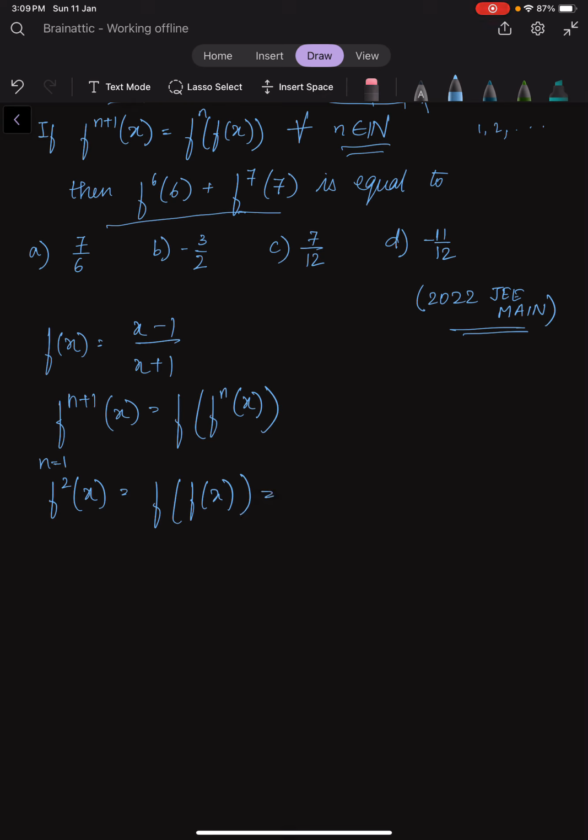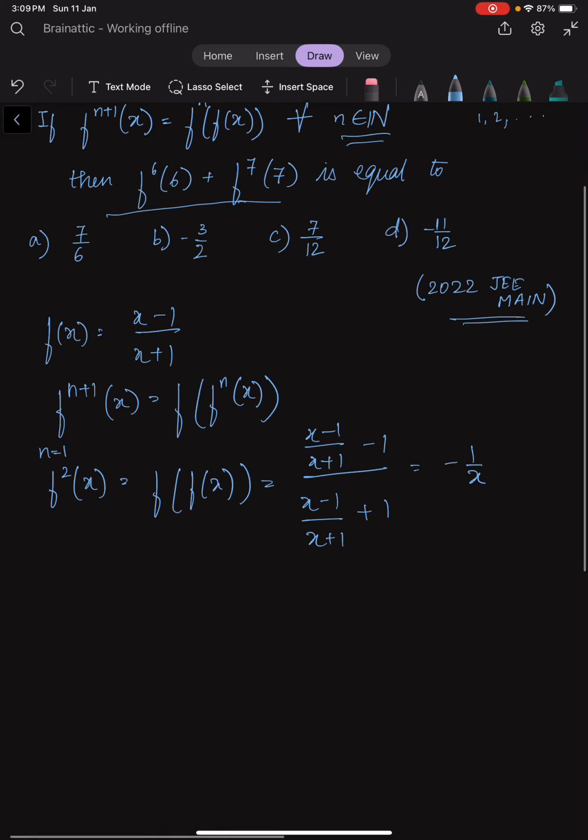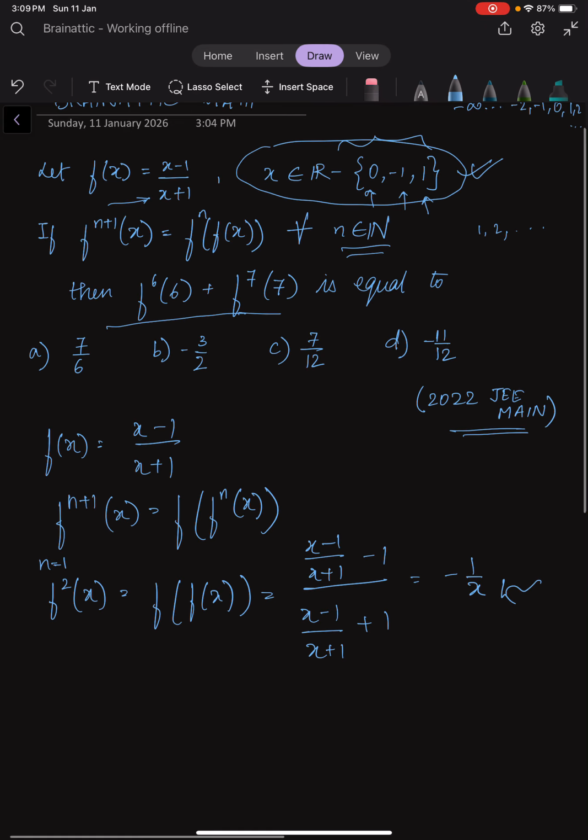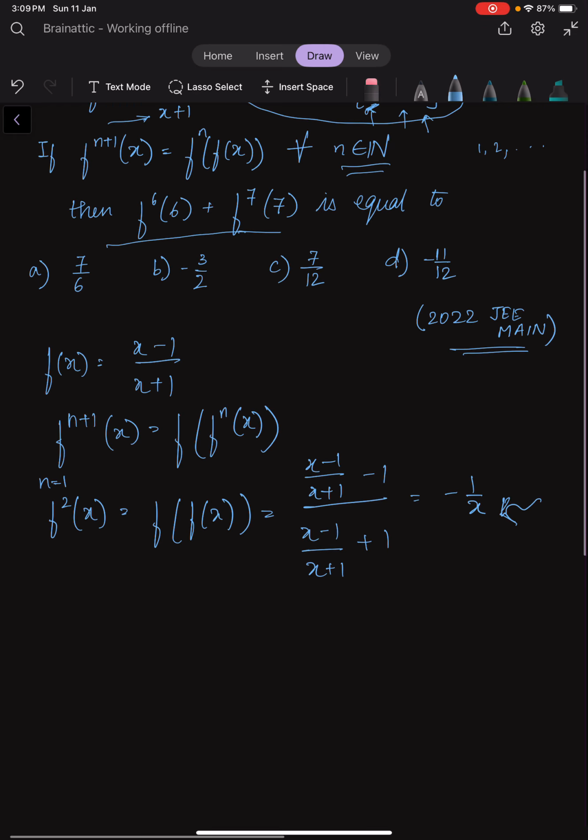Now when you plug the value, we see that this turns out to be minus 1 by x. Now you understand why 0 is not part of the domain. So the reason why 0 was avoided is now clear to us because x comes in the denominator, and if that happens, then this will not exist.